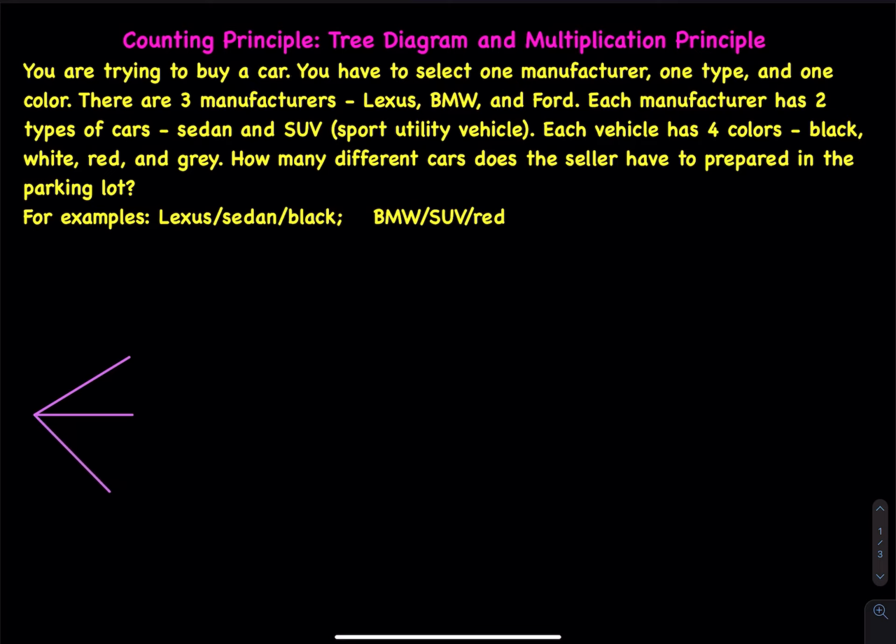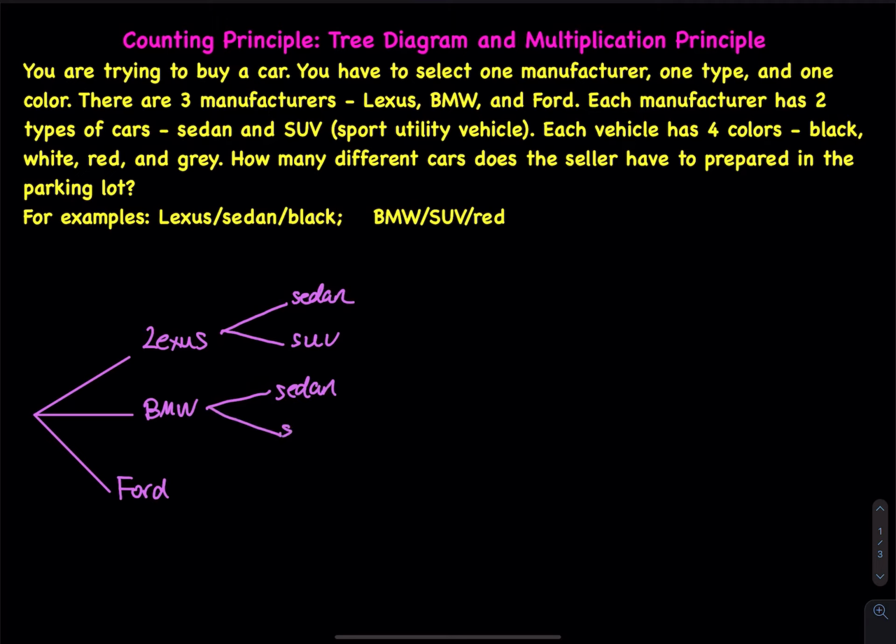So this one is Lexus, I will use L. And then the BMW, I will use BMW. And then the Ford, you can either write the whole name or just write the first letter. So let's write the whole name. And then for each manufacturer, there are two types, right? Either sedan or SUV. All right, let's do this for each. So sedan, and then SUV, and then for Ford we have sedan, and then SUV.